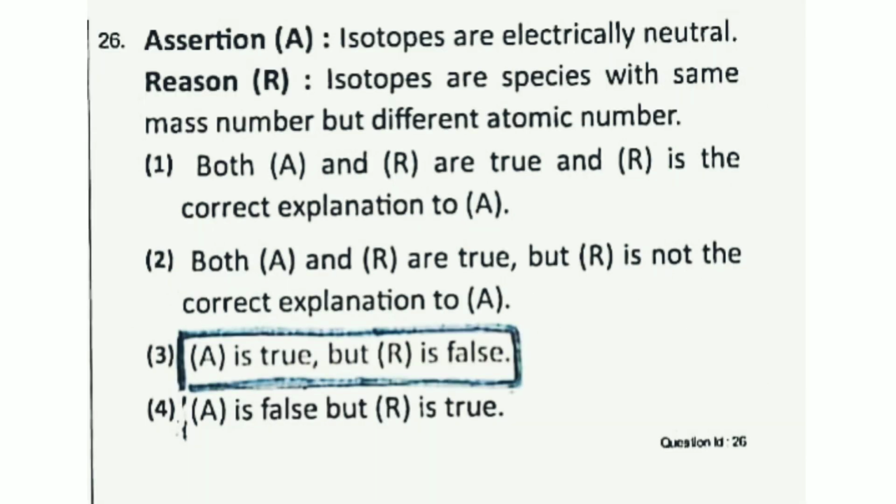Here assertion and reason are given. Assertion: isotopes are electrically neutral, and reason: isotopes are species with the same mass number but different atomic number. So A is true, but R is not true. Why? Because isotopes are species with the same atomic number, having the same number of protons. So R is false and A is true. So option 3 is correct.